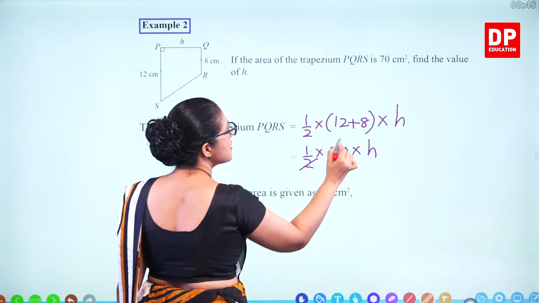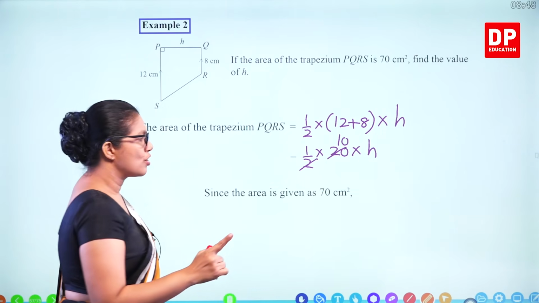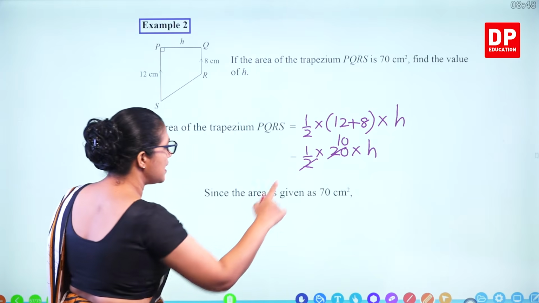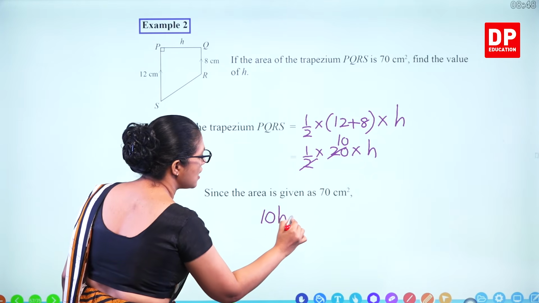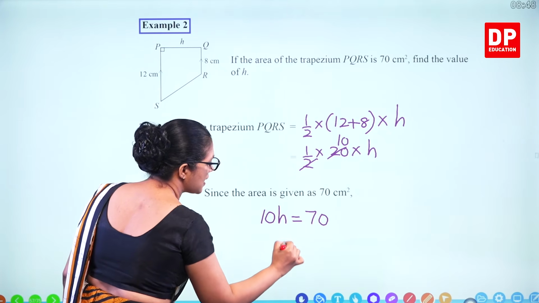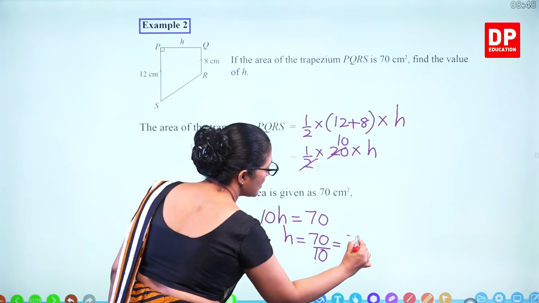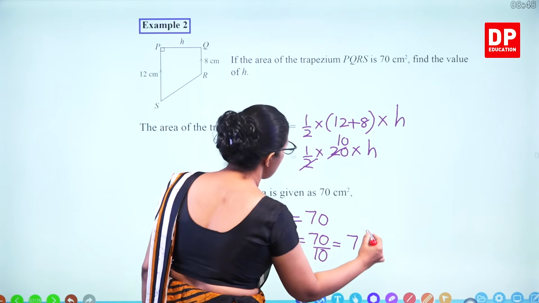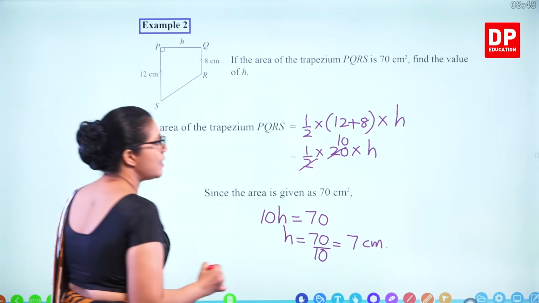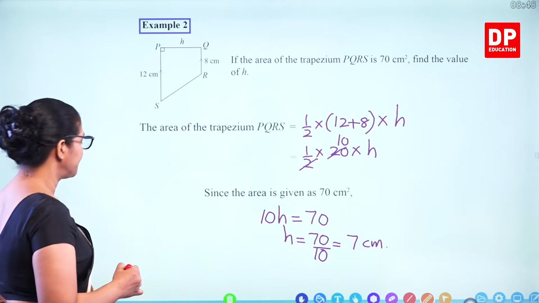So half of 20 is 10. So that's 10h. But the area is 70. So 10h is 70. So what's h? 70 divided by 10. You get 7 centimeters is the perpendicular height.